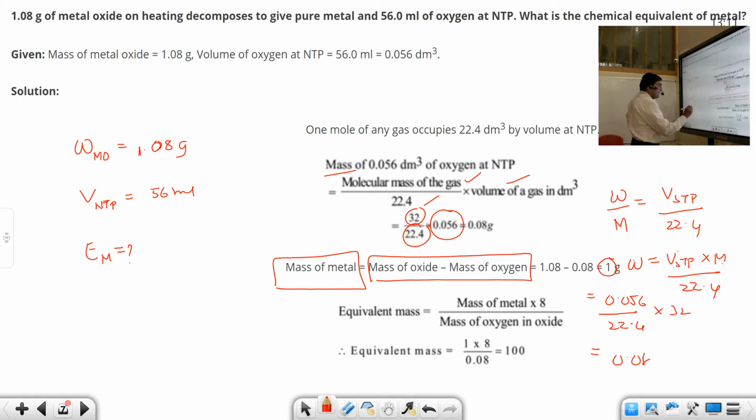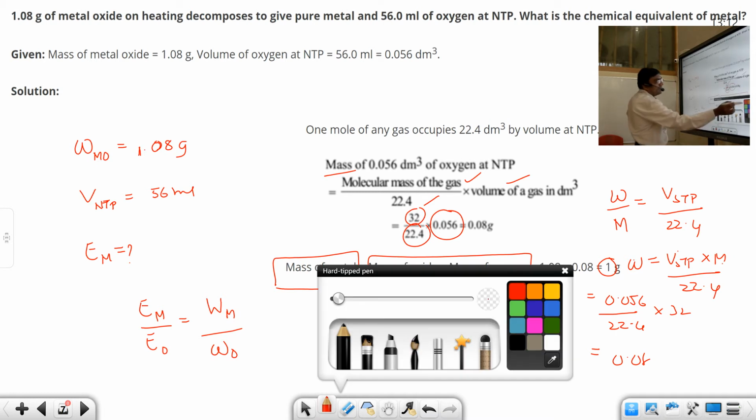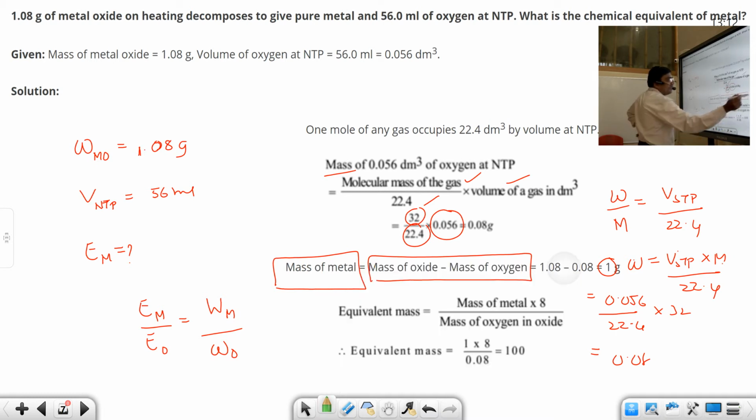First of all, equivalent weight of metal by equivalent weight of oxygen is equal to mass of metal by mass of oxygen. So in this question, first of all, what do you have to find? Equivalent weight of metal you have to find. Agreed? Now what is given here? Mass of metal oxide is given.